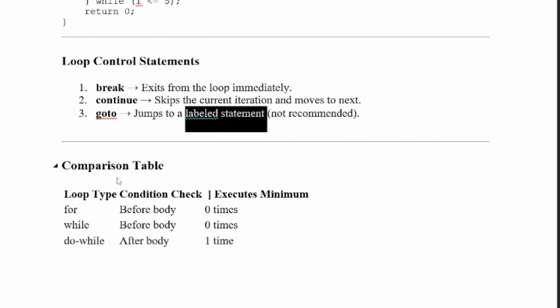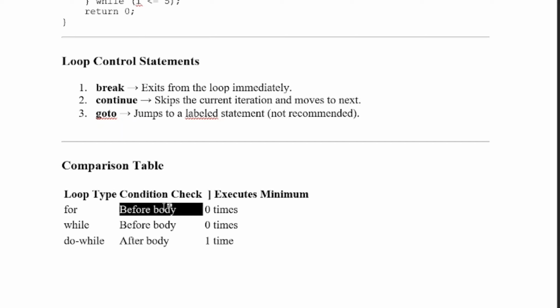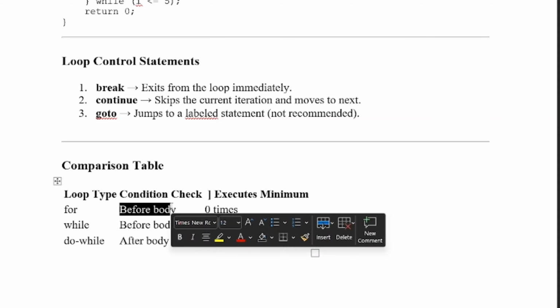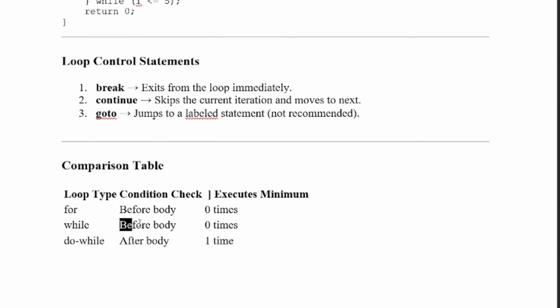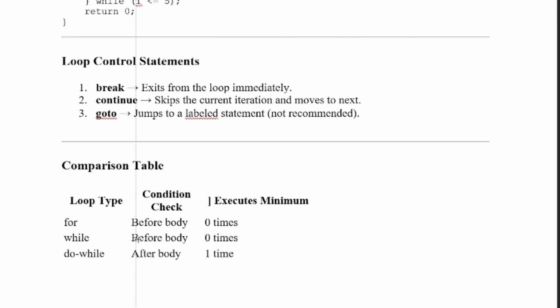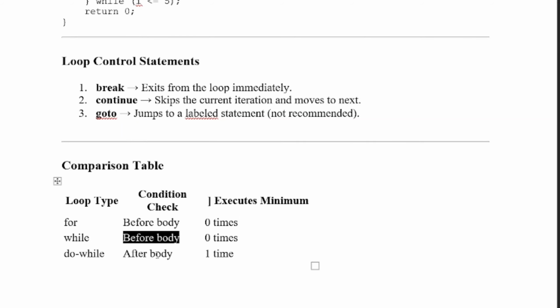Here you can see the comparison table between the for loop, while loop, and do while loop. The for loop checks the condition before the body, and similarly the while loop. In the do while loop, we check the condition after the iteration, so after the body.